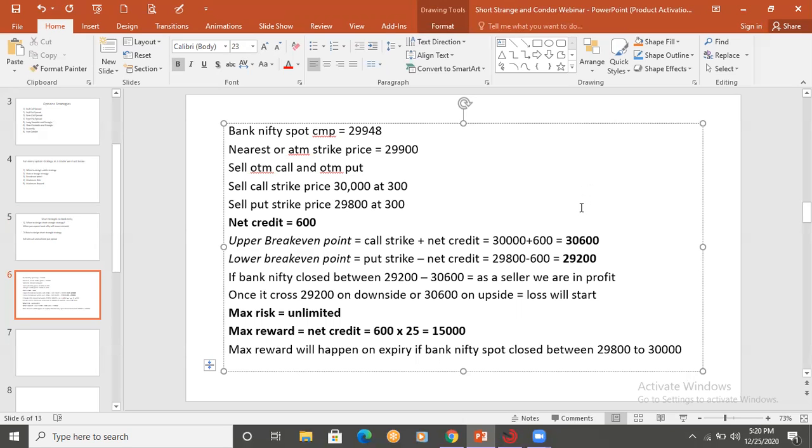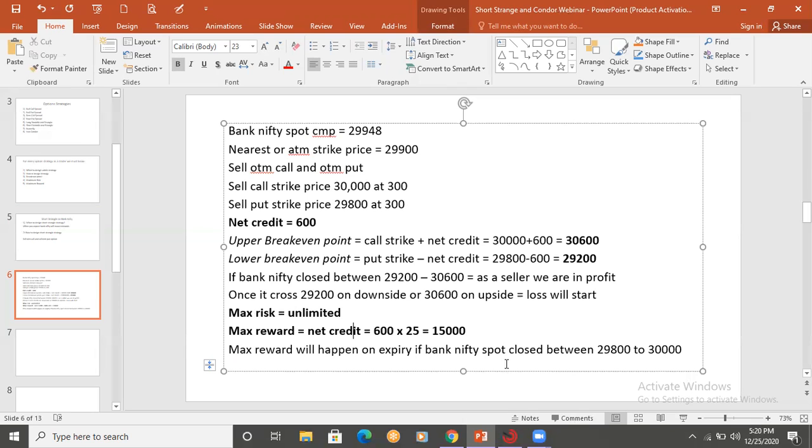If it closed at 31,500, your loss will be 900 points. In the same way, if it closed at 29,000, loss will be 200 points. If it closed at, let's say, 28,600, loss will be 600 points. So beyond these two values, our loss will be unlimited.